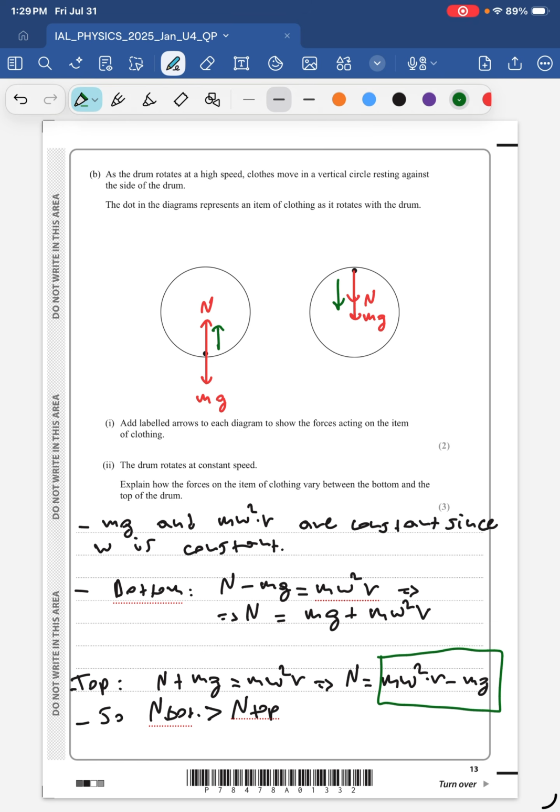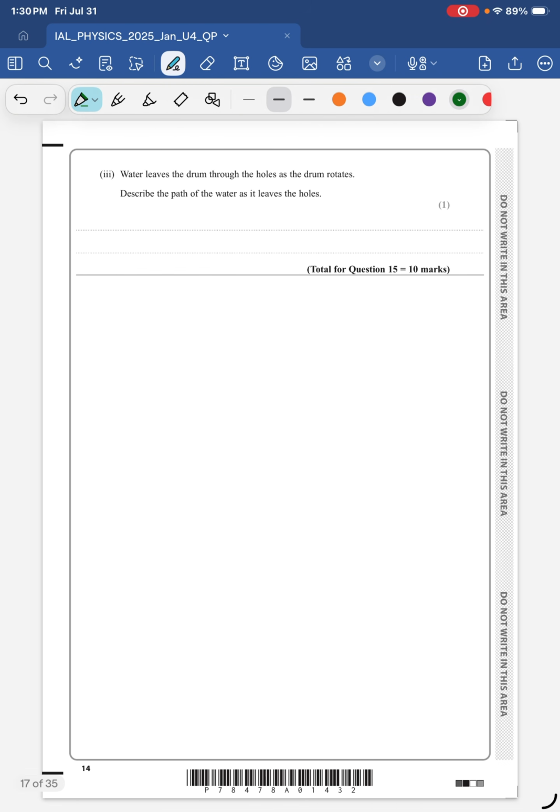Okay, so if N becomes 0, which means that the clothing barely makes it, we will have M omega squared R. You don't need this for this paper, okay? M omega squared R is M times G, okay? So omega must be larger than or equal to the square root of G over R to have circular motion. All right, and we're left with part 3.